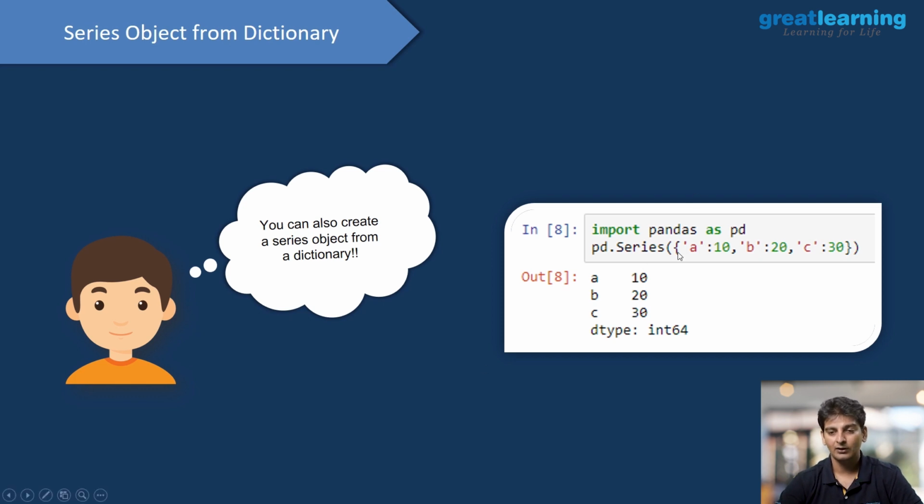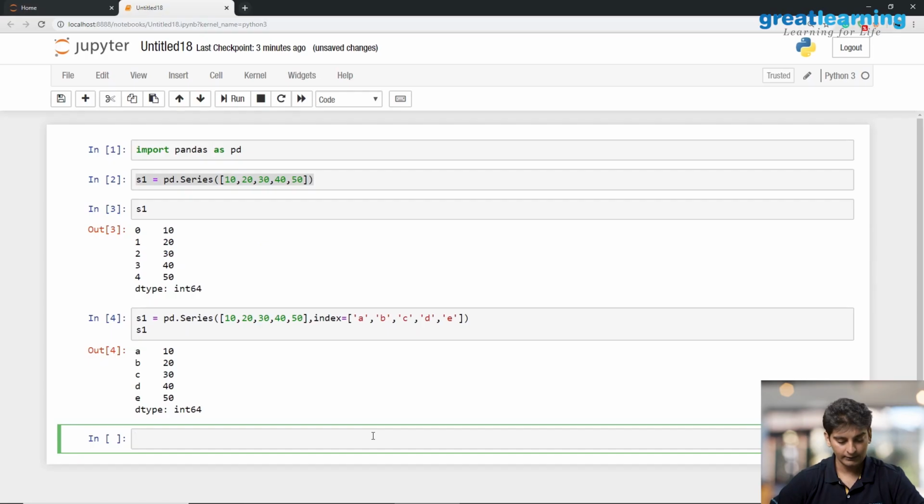As you see over here, we'll just pass in this dictionary inside this series object. And one thing to note is, if you don't specifically set the index values, the key automatically becomes the index and the values automatically become the actual values inside the series object. I'll reiterate it: the keys become the index values and the values become the actual values of the series object. So let me create a dictionary over here.